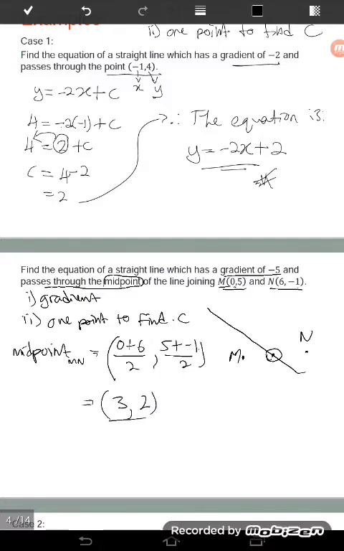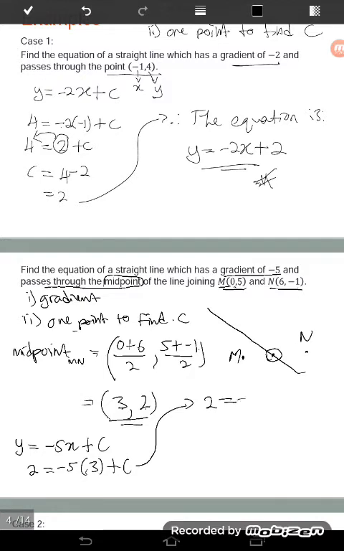Okay, so now we already have 1 point to find C and the gradient, which is negative 5. So therefore y is equal to m, which is negative 5, x plus C. So 3 is the value for x, 2 is the value for y. So we have 2 equal to negative 5 times 3, negative 15, plus C. So C is equal to 2.